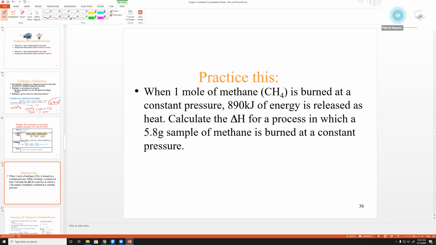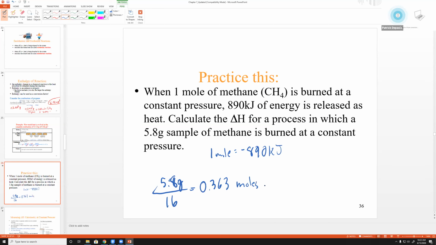So if we have 1 mole, it makes negative 890, meaning it's released, because it says released. Then, 5.8 grams, figure out how many moles of methane, CH4, that is. Methane has a molar mass of 16, 12 plus 4. So 5.8 divided by 16 is 0.363. That's going to be moles.